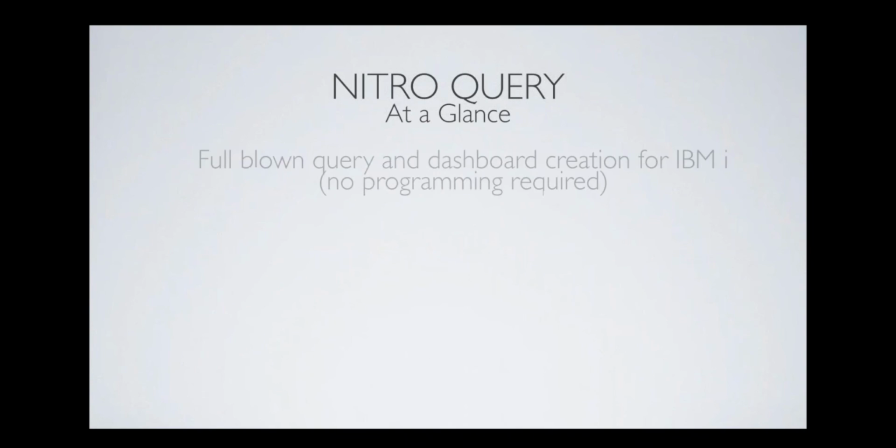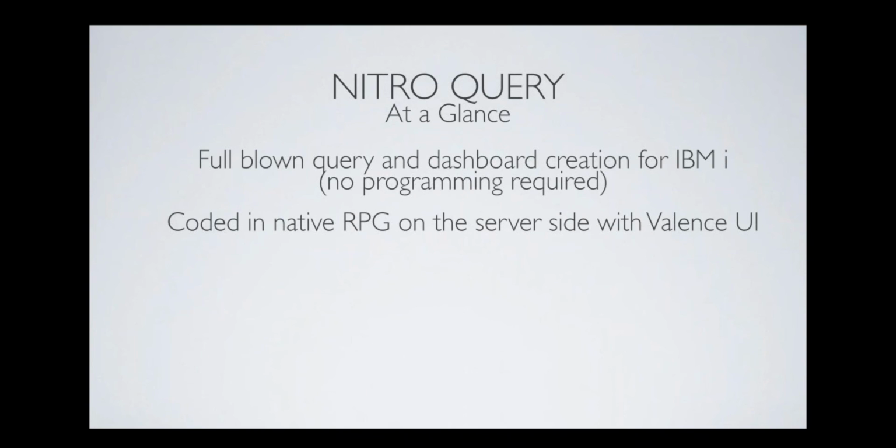So Nitro Query at a glance. Well, it's a full-blown query and dashboard creation for IBMI with no programming required. It's coded in native RPG on the server side with a Valence user interface. Now, you're not doing programming. The point of this is that Nitro Query itself and Valence in general is native to the IBMI. The parts of it that are getting database records and things like that are all coded in RPG. Nitro Query is not some tool that was created on another platform and then shoehorned into the IBMI. It's specifically designed for it.